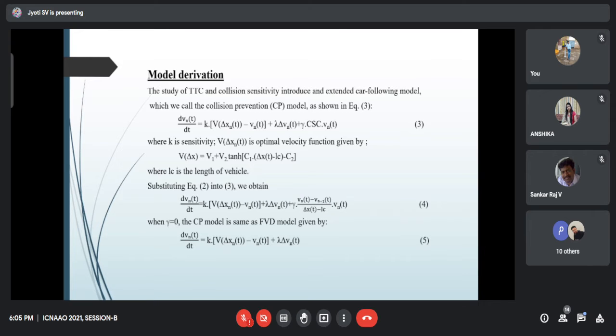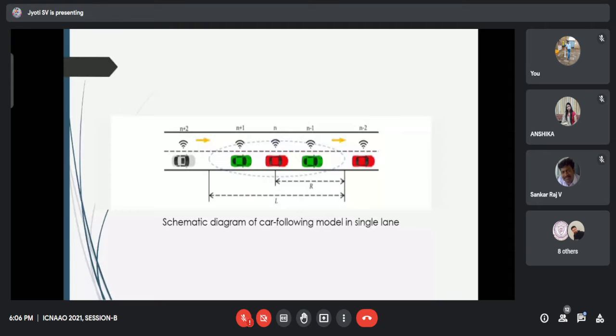Substituting equation 2 into equation 3, we have this equation: dvn(t)/dt equals k[V(delta xn(t)) minus vn(t)] plus lambda delta vn(t) plus gamma [(vn(t) minus vn+1(t)) / (delta x(t) minus Lc)] times vn(t). If we take gamma equal to 0, then the CP model is the same as the full velocity difference model, whose equation is dvn(t)/dt equals k[V(delta xn(t)) minus vn(t)] plus lambda delta vn(t). Here is the diagram of the carpooling model in a single lane.